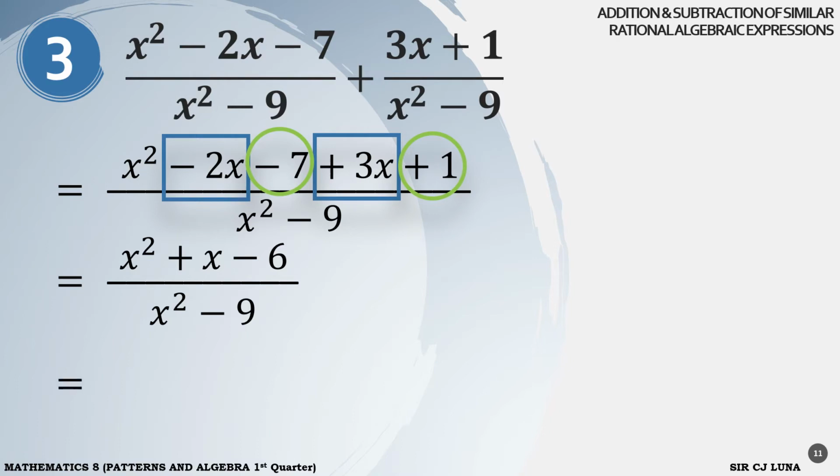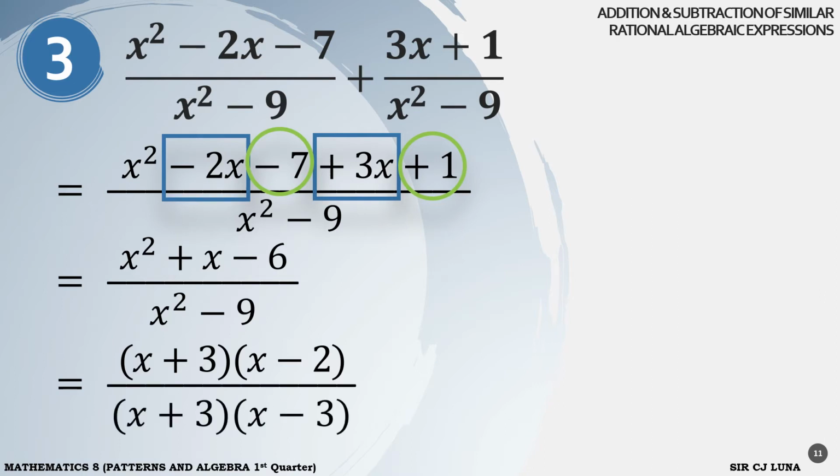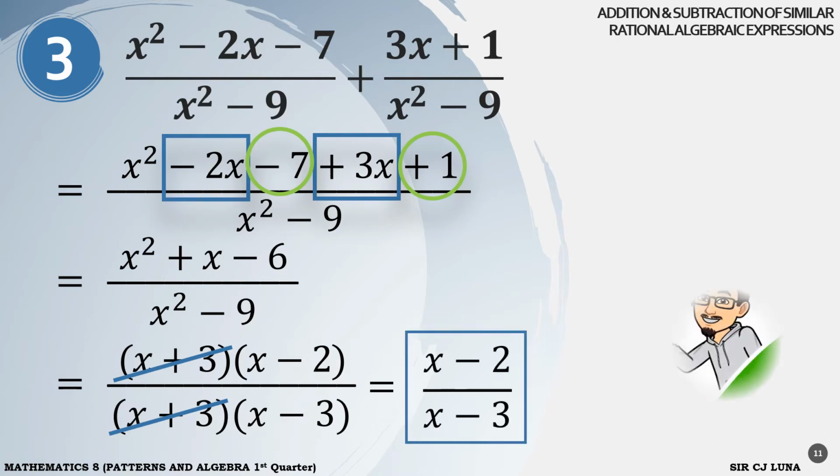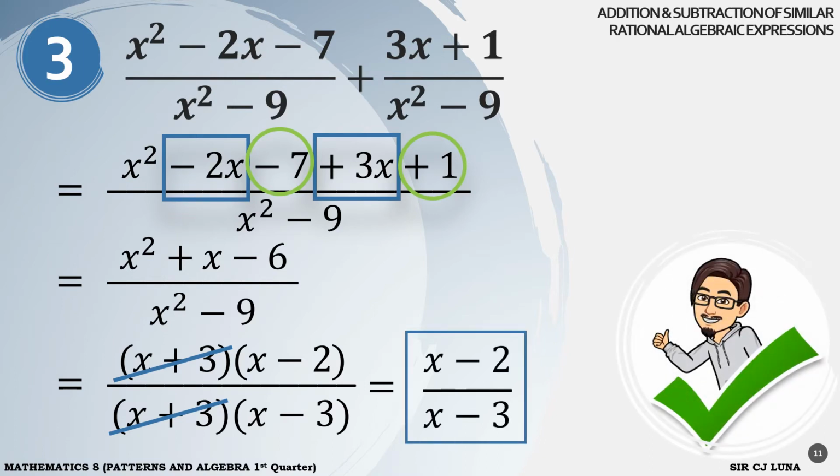What are the factors of our numerator? Very good. We have the quantity x plus 3 times the quantity x minus 2. How about the denominator? Good. We have the quantity x plus 3 times the quantity x minus 3. Then use the cancellation method. We cancel x plus 3, and what remains is the answer, which is x minus 2 over x minus 3. Any question?